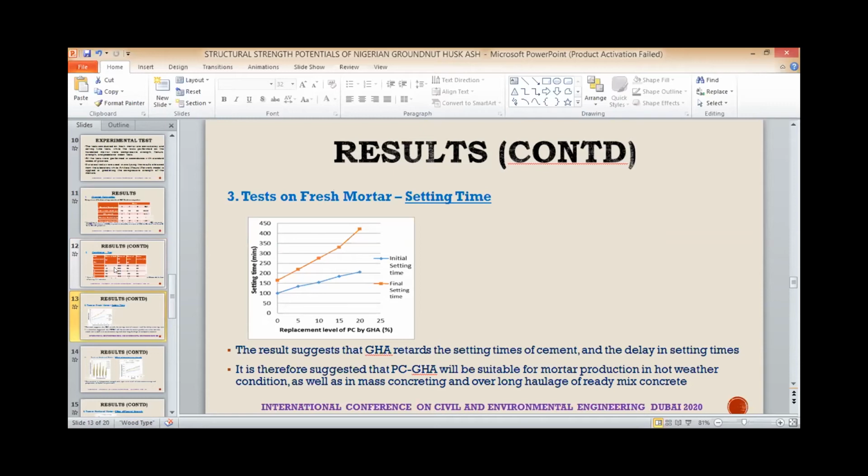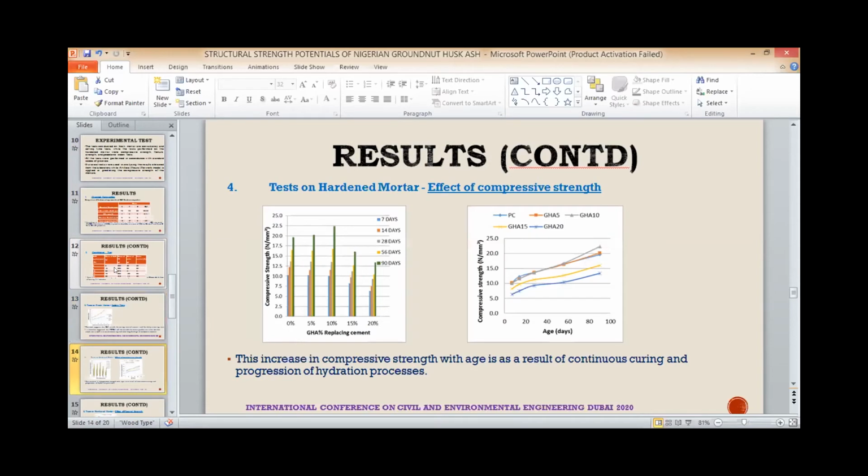Results suggest that groundnut husk ash retards the setting times of cement, which implies more delay in setting times. Blended mortar will be useful in hot climates and over long haulage of ready-mix mortar concrete. Compressive strength. Effect of compressive strength is shown in the figure.